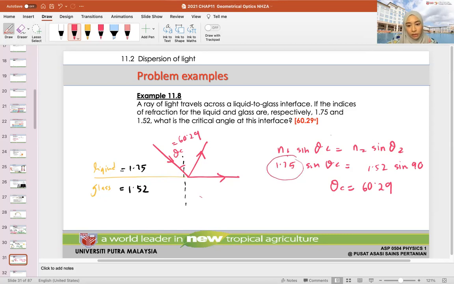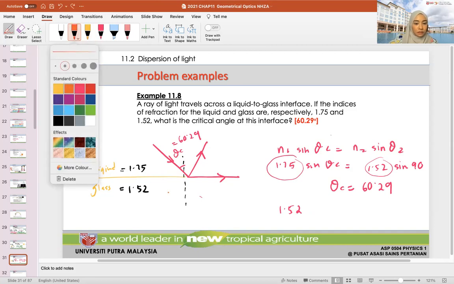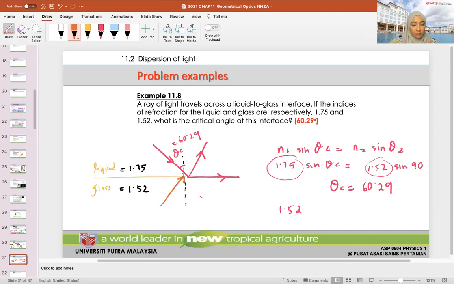Okay, so what happens if I flip this? I'm always telling you guys, N1 has to be the greater one, N2 has to be the smaller one. What happens if I don't follow this rule? So if N1 is 1.52, let's say my light starts from here. It's not possible for TIR, but let's see mathematically what happens. So 1.52 sine theta C, I'm trying to find the critical angle for TIR, equals 1.75 sine 90. So critical angle always happens when the refracted ray is 90 degrees, right? So this is the theta C, assuming that we are trying to find the TIR from 1.52 to 1.75, from glass to liquid. So if I were to solve this, sine 90 would be 1, and this would be 1.75 divided by 1.52.